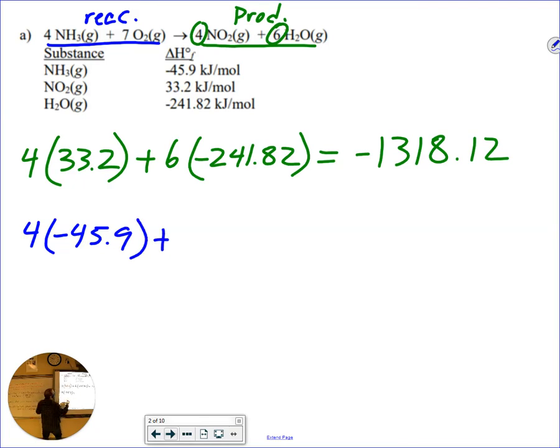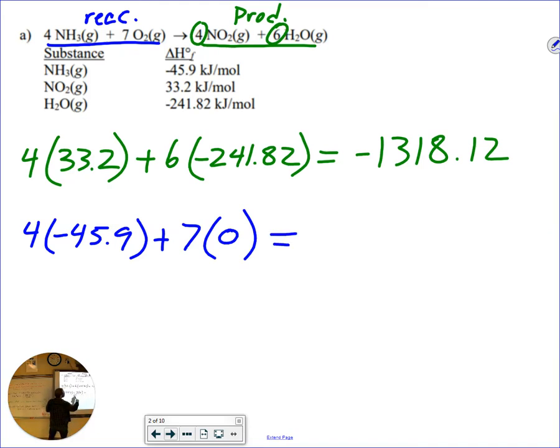plus 7 oxygen, so it's going to be 7 times, but wait a minute, oxygen's not in my table here. Yeah, that does suck, right? Oxygen is an element, right? What do you remember about elements from your day? Do I make elements? No. They just are, right? So is there going to be any energy being fed in or given off when you make an element? Because you don't. So what number am I going to use?